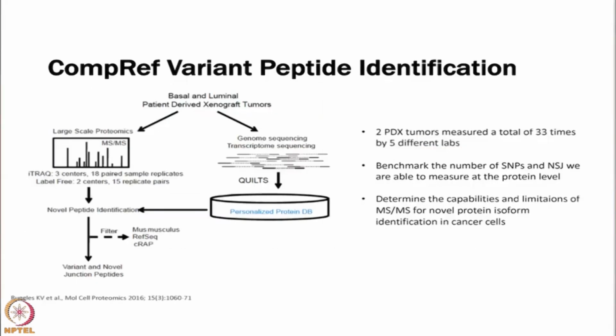So we'll talk about that one first. So we had these 2 tumors. They were basal and luminal tumors. Proteomics was completed, as we've discussed, with iTRAQ. And then there was genome and transcriptome sequencing that was done, and these were incorporated into this protein database using QUILTS. And then we did novel peptide identification, filtered out the mouse proteins and just the normal proteins we expect to see based on a reference database, and then looked at things that were novel, so either novel junctions or SNPs.